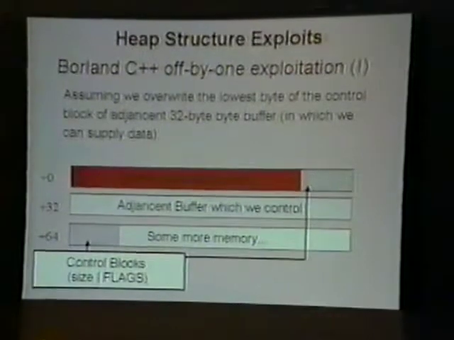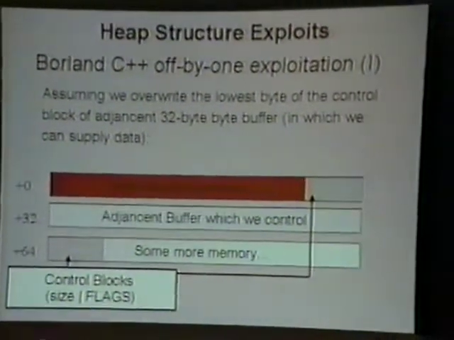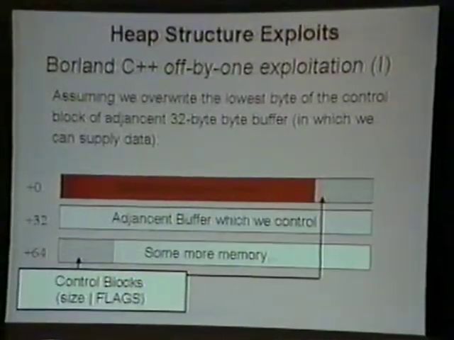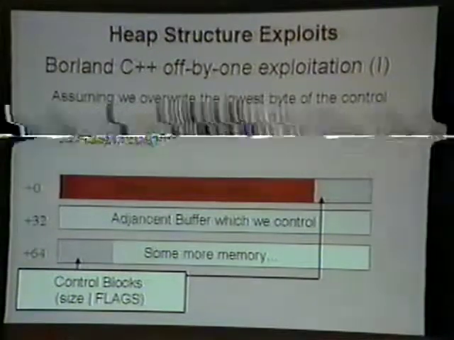Okay, so we're lucky with Borland C++. In contrast to Windows 2K, we can exploit off-by-ones in heap memory. We'll have a look at the code in a second.